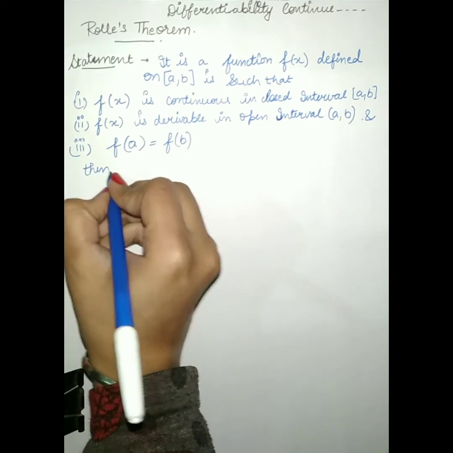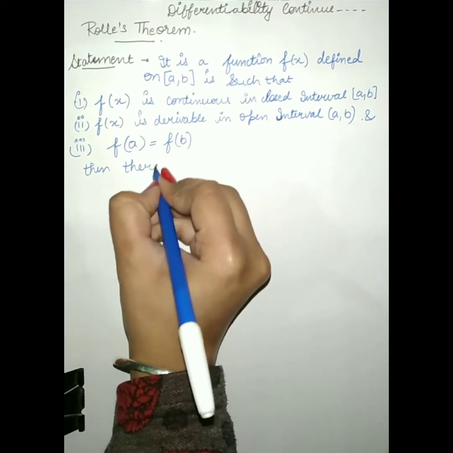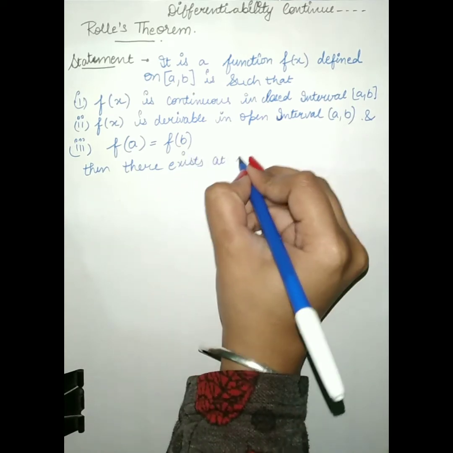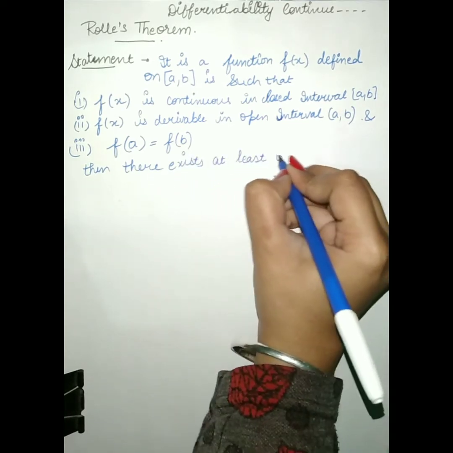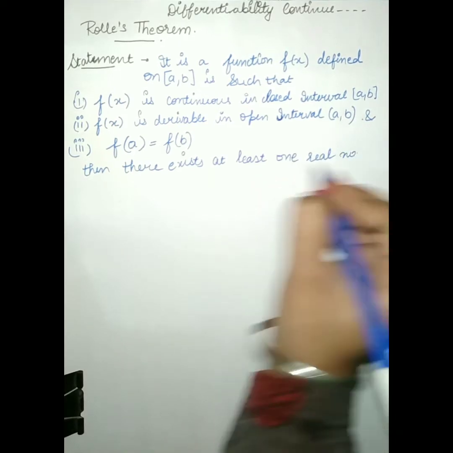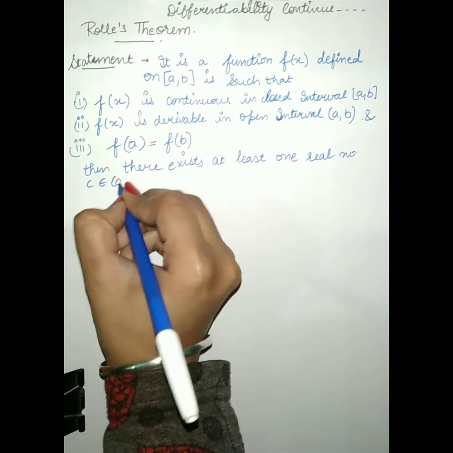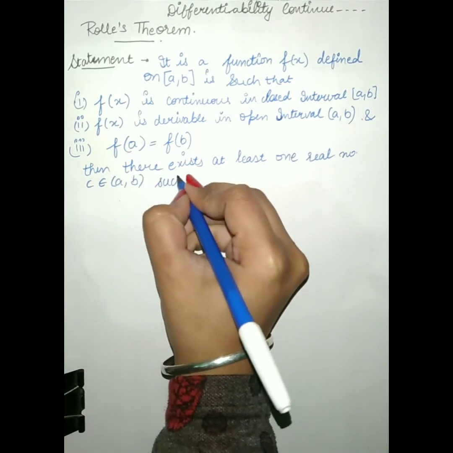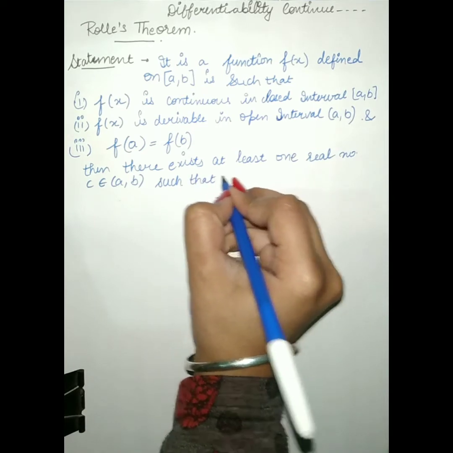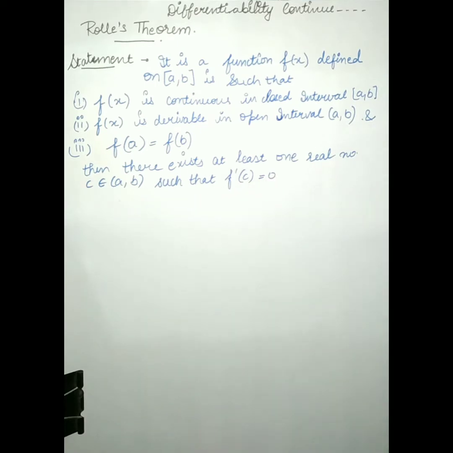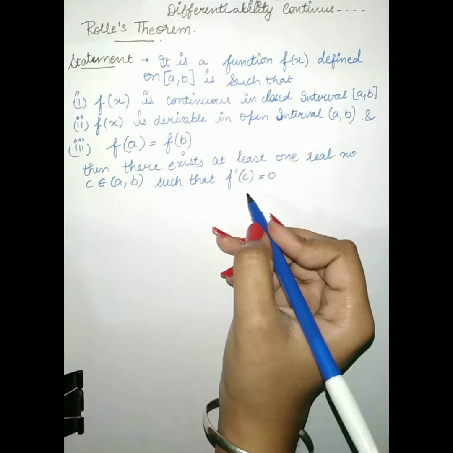Then there exists at least one real number C which belongs to AB such that f dash of C will be equal to 0. So this is all about Rolle's theorem.